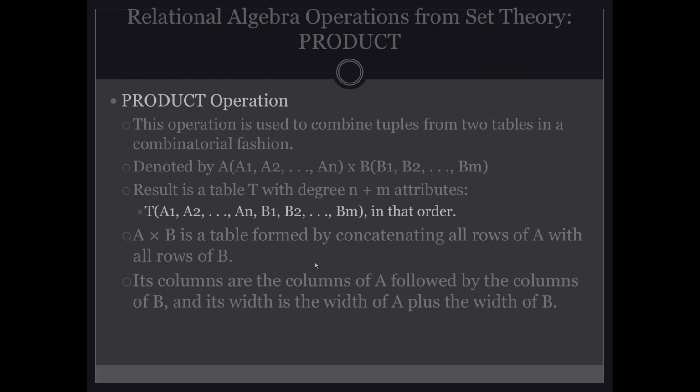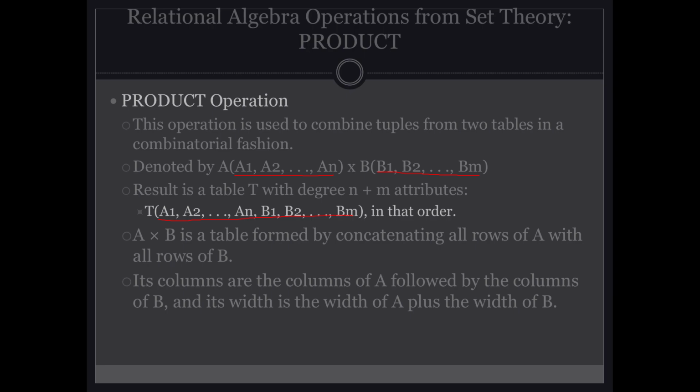Next thing is the product operation. This operation is used to combine tuples from two tables in a combinatorial fashion. It's denoted by A times B. Okay. And keep in mind, A has this many attributes and B has this many attributes, right? The result is going to be a table with all of these attributes together. So you're going to have A1, A2 through AN, as well as B1, B2 through BM, as is shown here. So this is a table with all of these different attributes, okay?